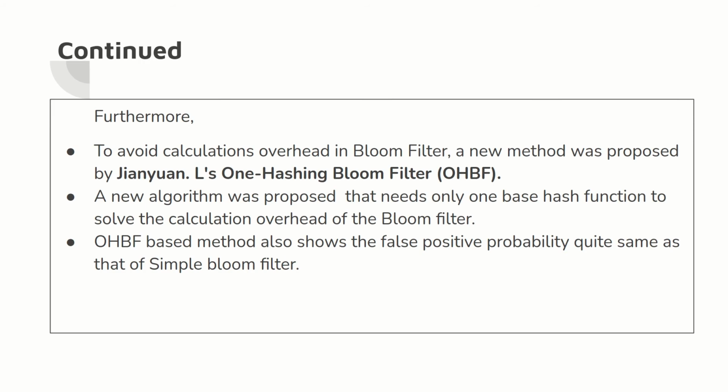Furthermore, to avoid the calculation overheads in the Bloom filter, we are currently reviewing the literature on the one hashing Bloom filter. The one hashing Bloom filter basically harnesses only one base hash function along with certain operators. However, the OHPA for the one base hash function also shows the same false positive probability as that of the Bloom filter.